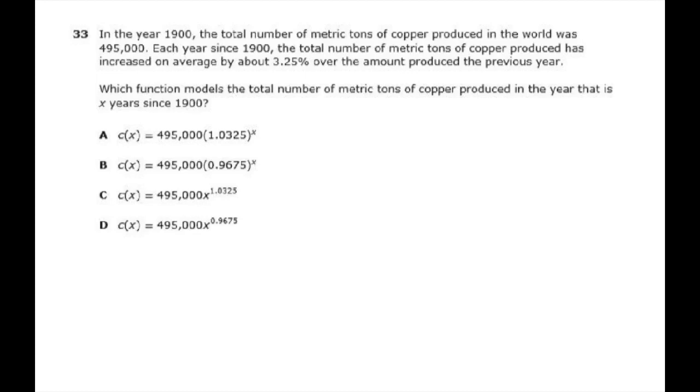In the year 1900, the total number of metric tons of copper produced in the world was 495,000. Each year since 1900, the total number of metric tons of copper produced has increased by about 3.25% over the amount produced the previous year. Which model represents the total number of metric tons of copper produced in the year that is x years since 1900?